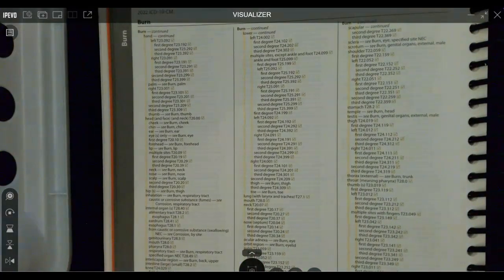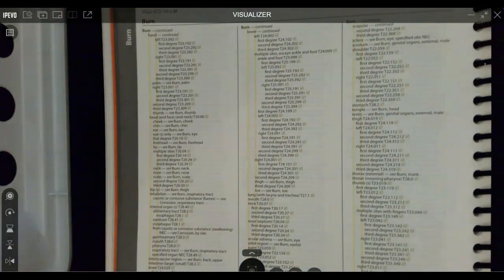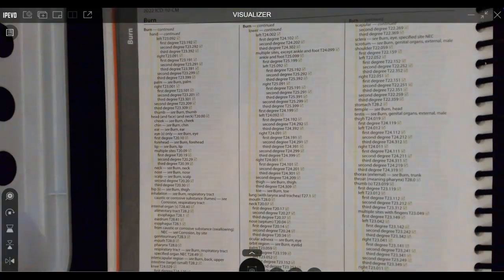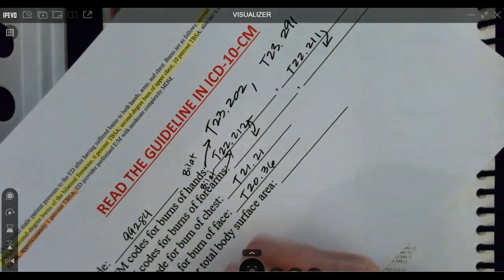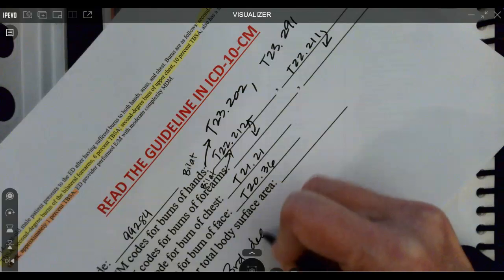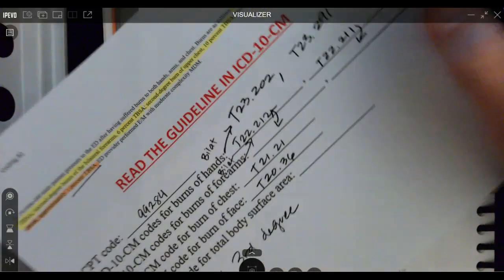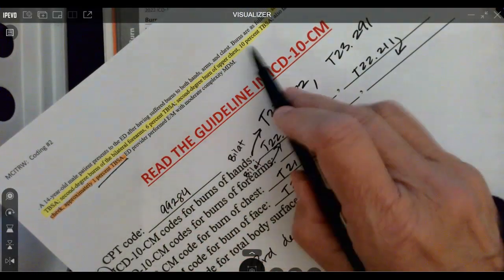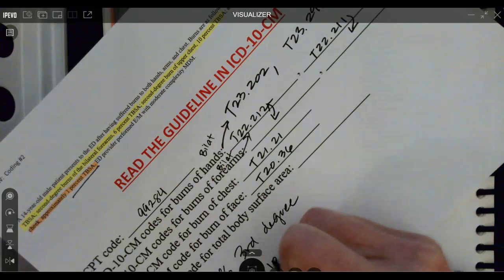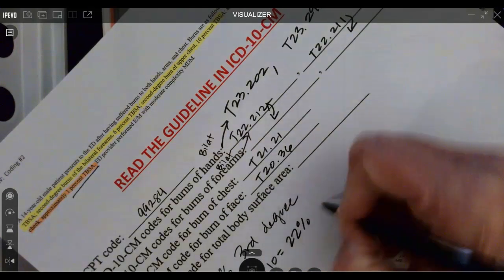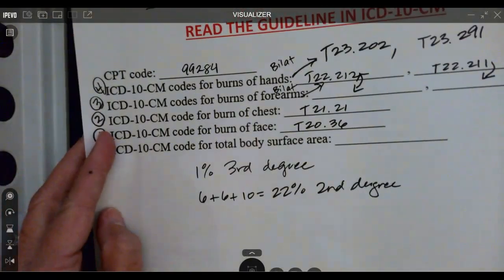And then we need to go after the extent of body surface. Okay, so we have 1% 3rd degree. Right here, right? That was the cheek. And then we have to add 6% and 6% and 10%. So you'd go 6 plus 6 plus 10 equals what? 22%. 2nd degree. Okay. So we make our notes.